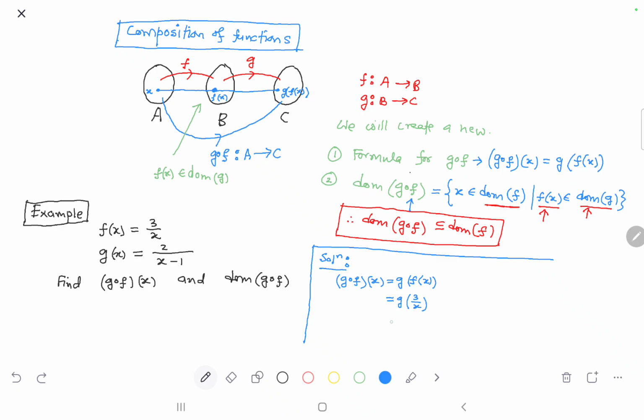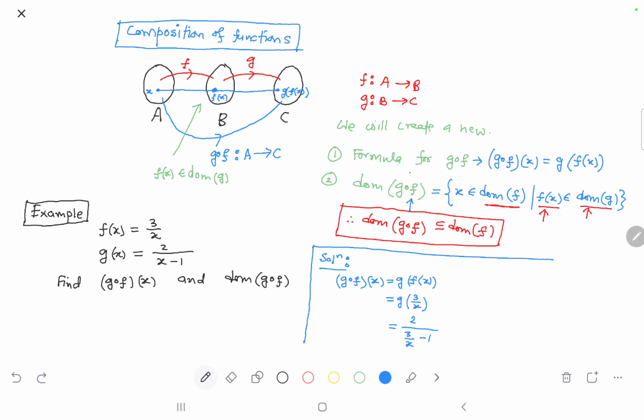Okay. All right. So, now what is g(x)? 2 over x minus 1. Now, we are replacing x by 3 over x. So, what we get? 2 over (3 over x minus 1). Is it okay? Yeah, okay.